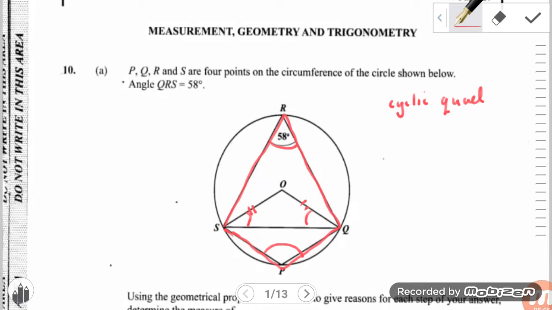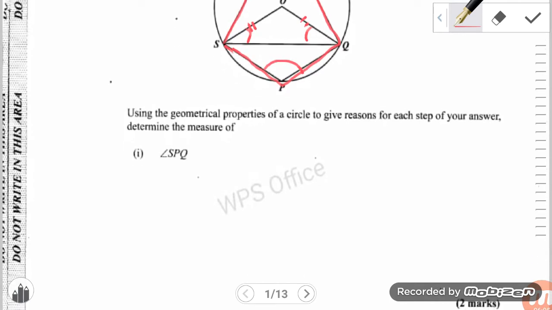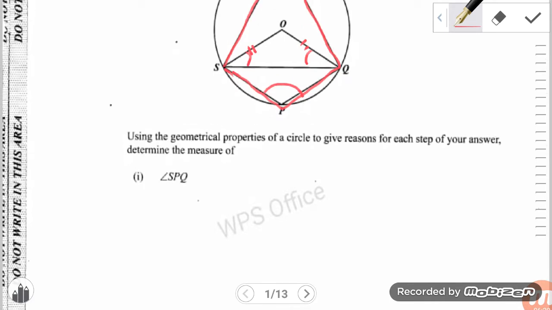Now, without further ado, let's jump into using what we have already observed about the diagram to see if it is of any assistance in answering the question that is required. We are asked to use geometrical properties of a circle to give reasons for each step of our answer. We are asked to find the angle SPQ, and this is another concern that students tend to tell me that they have.